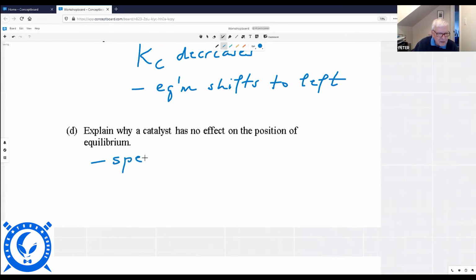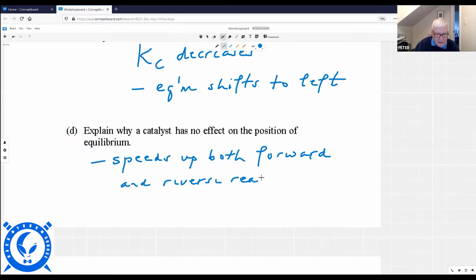Speeds up both forward and reverse reactions. And it does so, I think the key word here is equally. And we'll underline that. So it's still at equilibrium, but it's getting from forward and reverse at the faster rate. So as I said, the catalyst helps you attain equilibrium. It'll be the same equilibrium, but it will get you there more rapidly.